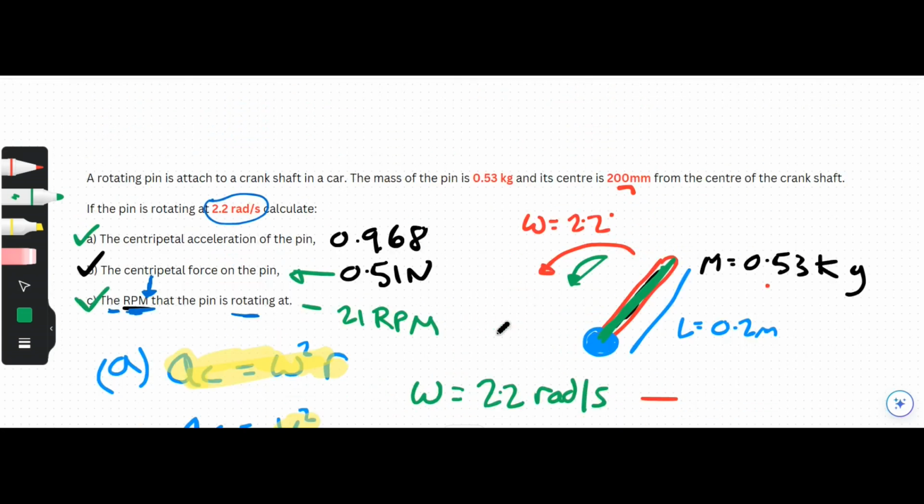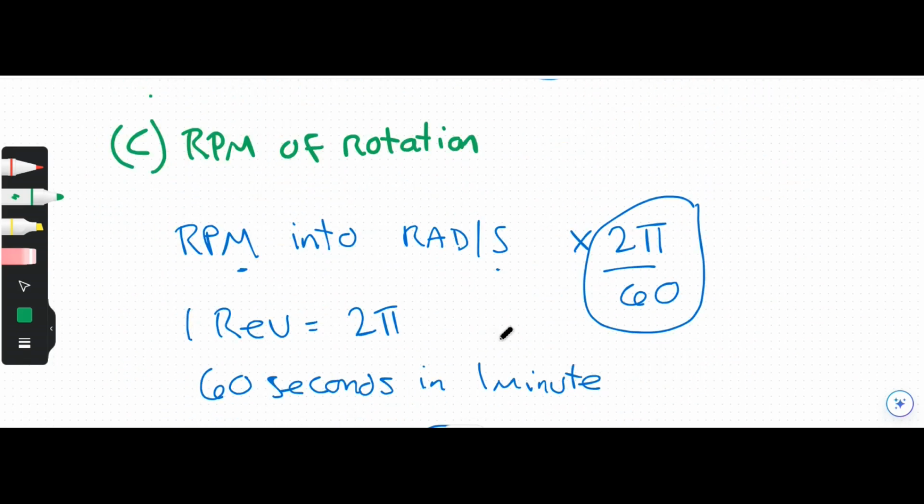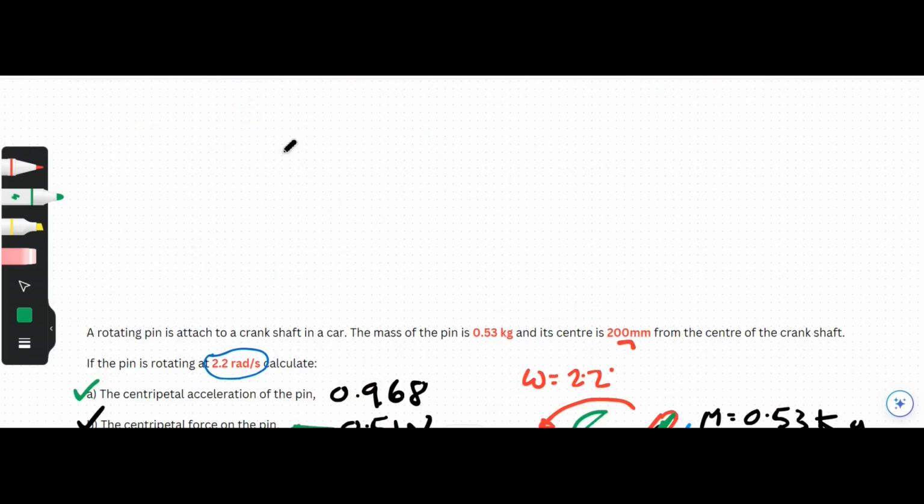So that is centripetal acceleration, centripetal force, and RPM of a rotating pin in a car. A, B, and C, all done, all the right units, all the right calculations, everyone's a winner.